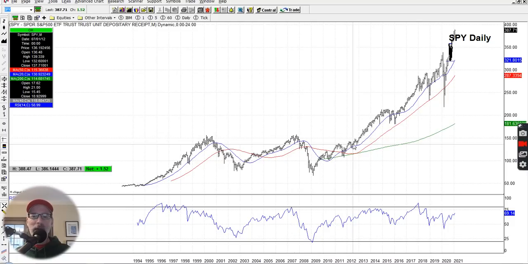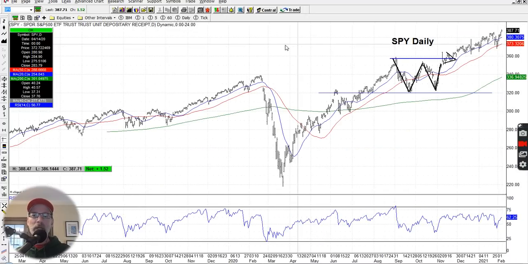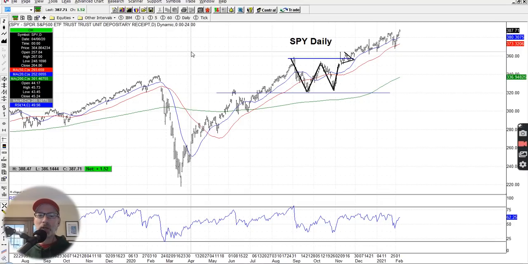Yes, we're going to have the pullbacks here and there. This is a monthly chart going back to 1993 or so. But if you're in it for the long haul, a couple years at minimum, the market will go up. So you want to stick to the long haul. But anyway, we're looking at the SPY here, and we're seeing what we did last week and what had happened this week.